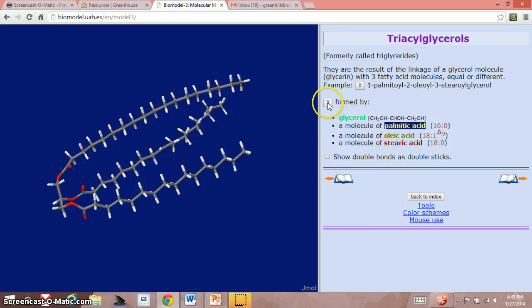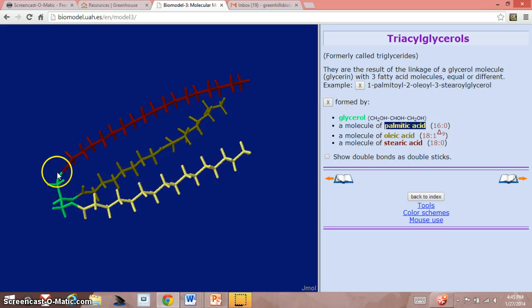Next, we're going to click on this X here and see what it's formed by. It is formed by glycerol, which is this nice bright green, this palmitic acid. Hey, did we just look at palmitic acid? Yes, we did. And then it's got an oleic acid here in this kind of brownish color, and then the red is stearic acid.